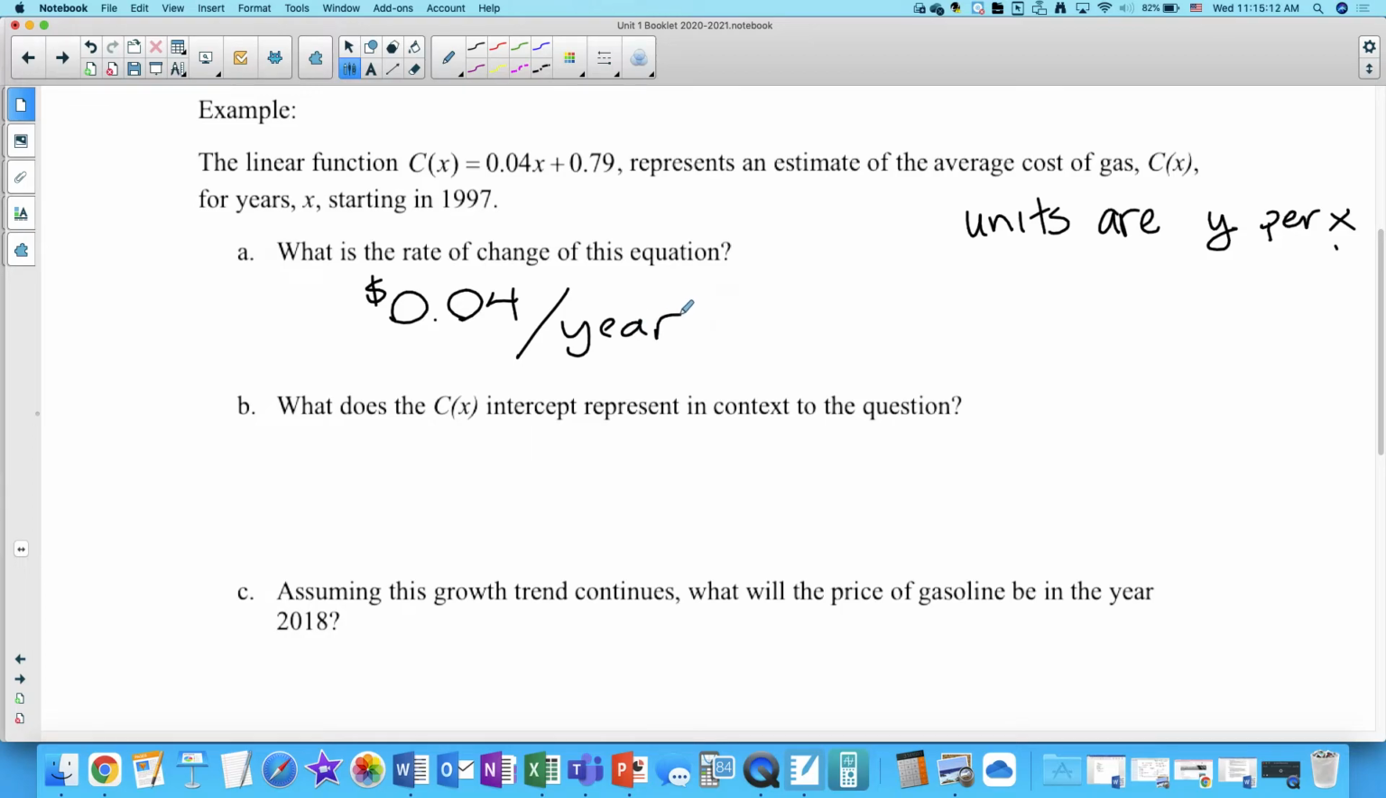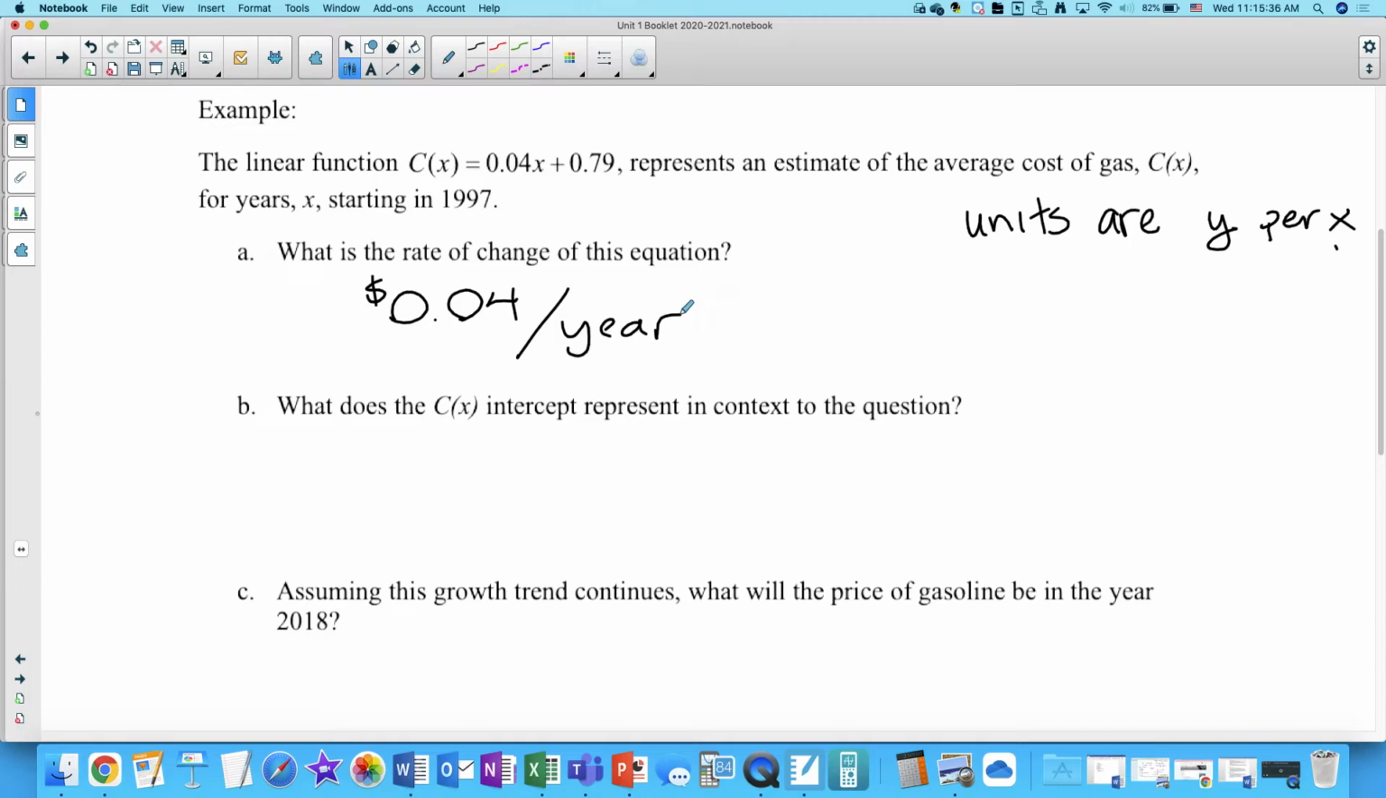Okay, what does that mean? What's happening to the cost of gas? Increasing, yeah. Increases by 4 cents per year, okay? You could also answer it that way. You could say, every year the cost of gas goes up by 4 cents. That's fine too. Okay? What does the c of x intercept represent in context to the question?